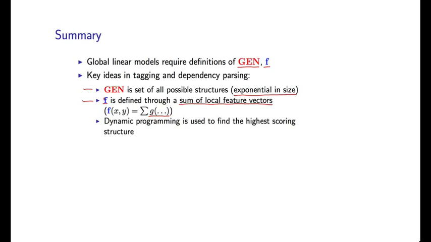Given this definition of f, we can use dynamic programming to find the highest scoring structure under the model. And that's critical because we need to apply the model to new test examples. And moreover, the perceptron algorithm, which we use for parameter estimation, requires us to repeatedly decode our training examples, to repeatedly find our highest scoring structure under the model for each training example in turn.